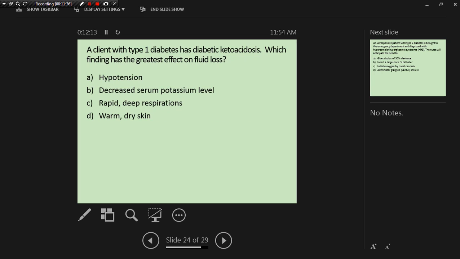So a client with type 1 diabetes has DKA. Which finding has the greatest effect on fluid loss? And I think the answer is clear because it's the only one that's appropriate, is the rapid deep respirations of Kussmaul's. So not only are we losing fluids with the osmotic diuresis, but when these patients come in, we're losing fluid from evaporation, from breathing.